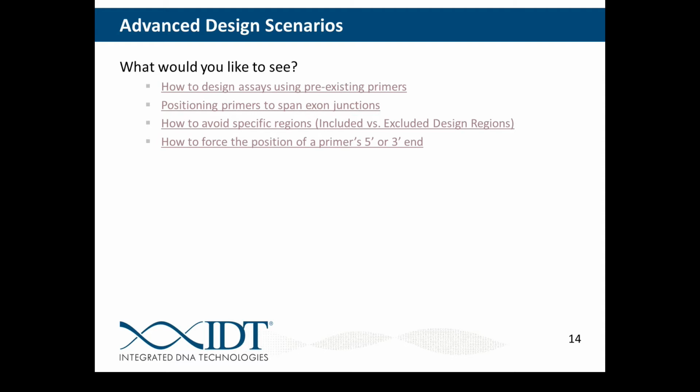Here are the options. It includes how to design assays using pre-existing primers, positioning primers to span exon junctions, how to avoid specific regions, so included versus excluded design regions, and how to force the position of a primer's 5' or 3' end. At this point, I think Hansen will get that poll up, and we can also take any of the questions you have so far for the beginning of this section.